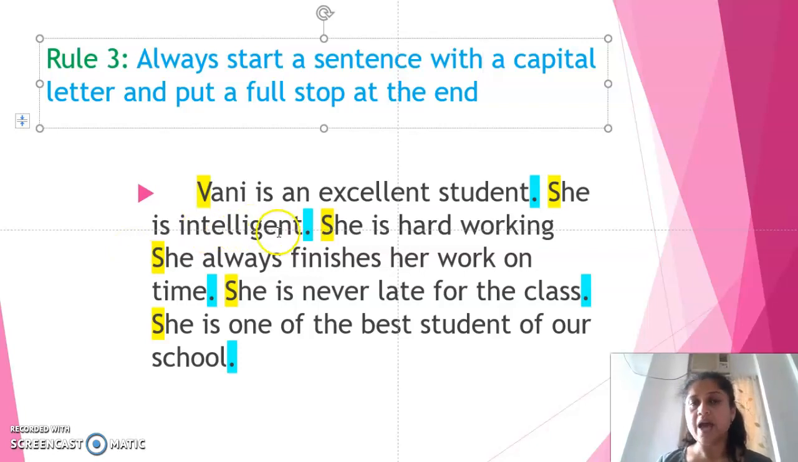Next rule is having a full stop. We place a full stop at the end of all the sentences. These are highlighted in blue.